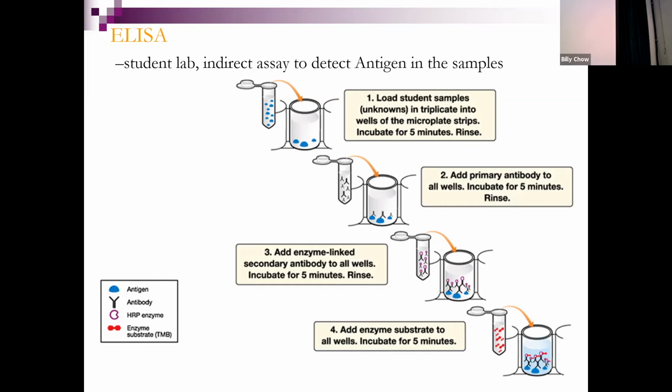And finally, you use an enzyme substrate to develop a color. Okay, so you can see a blue color in the end. Okay. So this is the enzyme substrate is TMB, and the enzyme in this case is horseradish peroxidase. Okay, so it will develop blue color. You can see the blue color in the end of the day.